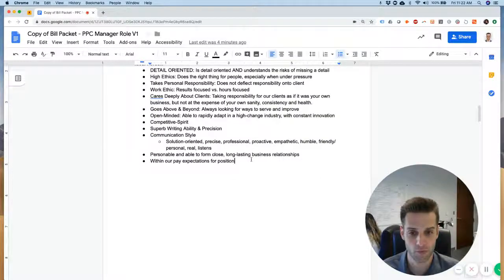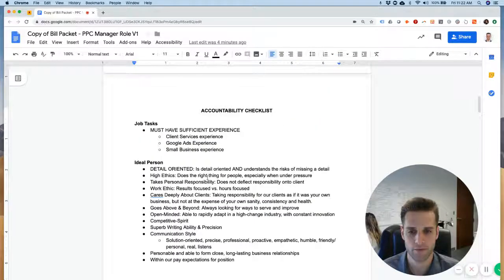That's another important one. If you're hiring for a position, someone who meets all the criteria, but they want $200,000 a year, they may be a great fit, but if it doesn't make financial sense for the company, you're going to do everyone else a disservice if you don't stay true to your accountability checklist.